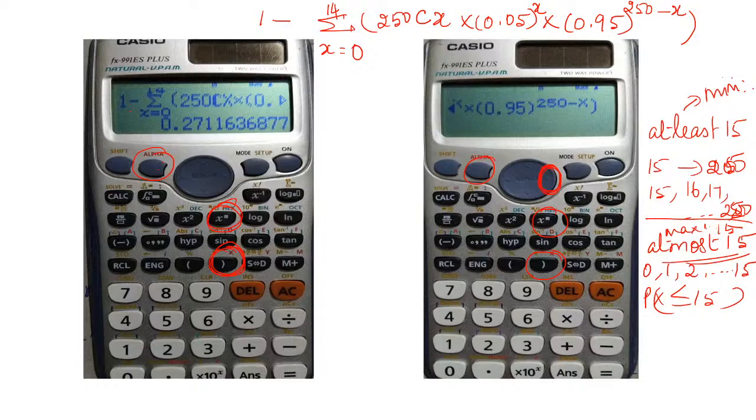Now you can press equal to. Now you press equal to. Have you got 1 minus sigma (250Cx)? Have you got this value? 0.2711. You should get this value. All of you got? Has anyone got the value or not? If you have any doubt, tell me. I'll explain again.